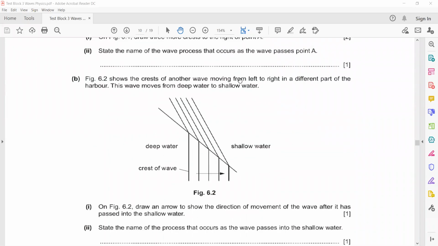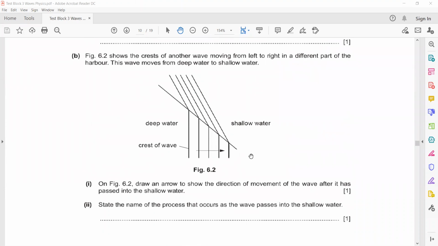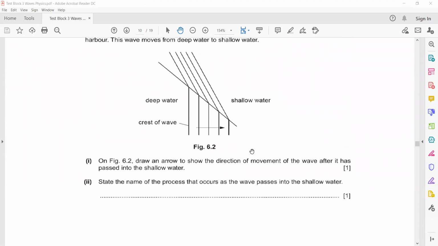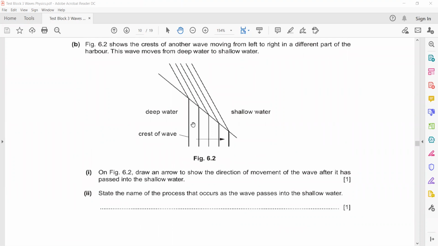That is diffraction, the property of a wave to change or bend around the edges or near an obstacle. Then figure 6.2 shows a crest of another wave moving from left to right in a different part. The wave moves from deep water to shallow water. So it is traveling from deep to shallow water. The part in shallow water is slower.